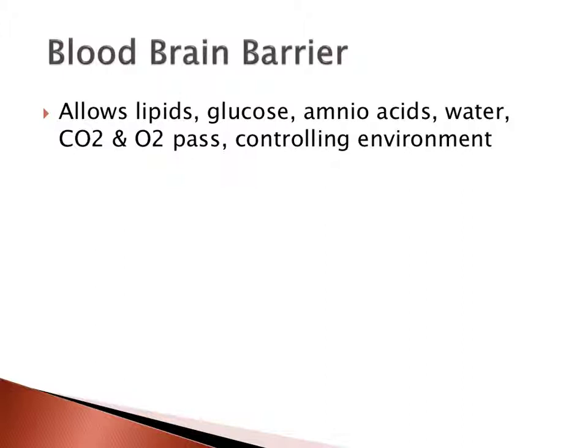Now, on the other side, if you have an injury or an infection of the brain, you can increase the permeability of the brain barrier, and it alters the concentration of proteins, water, and the electrolytes which are there.